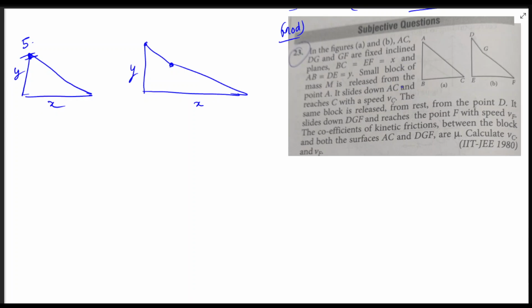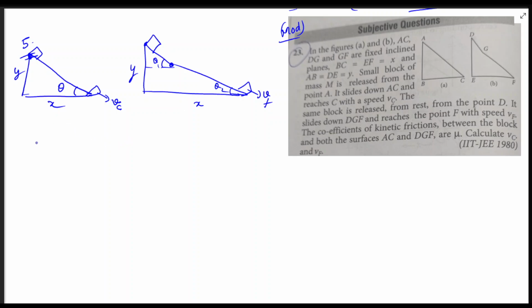A small block of mass M is released from point A and slides down, and here it will have a speed vc. Now from here it is also released and it will have a velocity vf here. Both have the same coefficient of friction. Calculate vc and vf. Okay, perfect. So let's say this is theta, but these angles will be different. So this will be theta 1, this will be theta 2. Okay, remember this. Now let's solve.